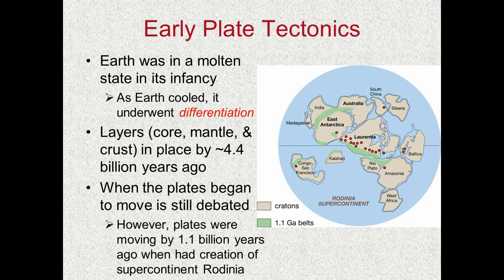Now, there is still some debate as to when the plates actually began to move. Some think it was fairly early on, others think it was much later. What we do know for a fact is the plates were moving by 1.1 billion years ago. How do we know that? Well, we had the formation of our first supercontinent, which you can see on the right-hand side, called Rodinia. Everybody knows about Pangaea, the supercontinent, which comes much later, but not everybody knows that Pangaea wasn't the first and wasn't the only supercontinent. We saw Rodinia form about 1.1 billion years ago.